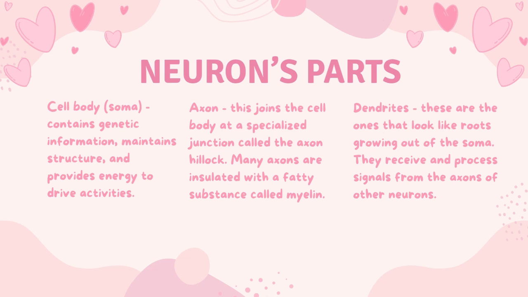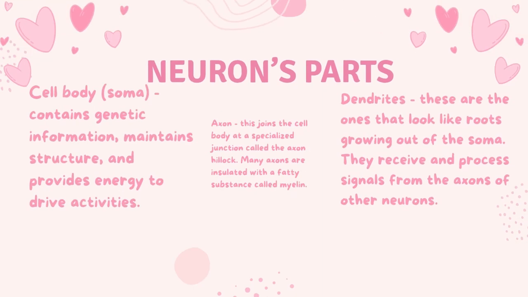Dendrites. These are the ones that look like roots growing out of the soma. They receive and process signals from the axons of other neurons. The number of dendrites generally depends on their role, which we will discover later.